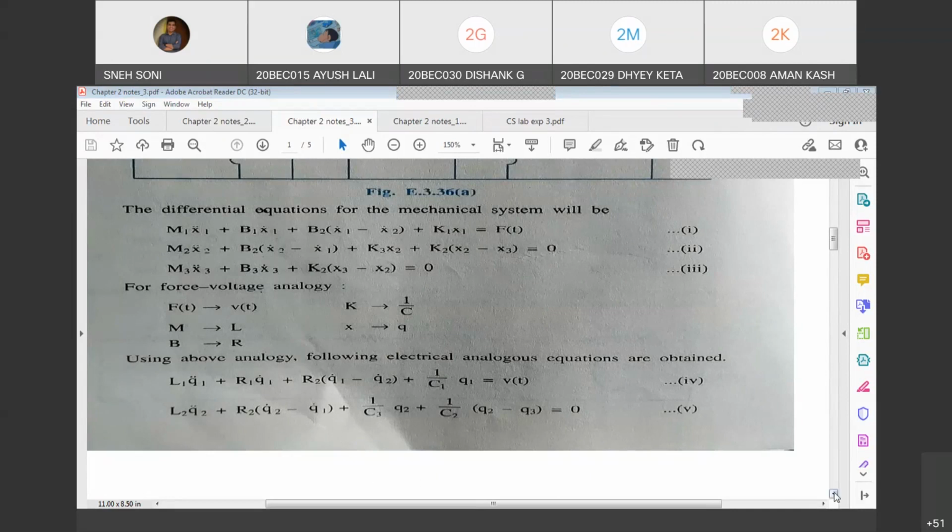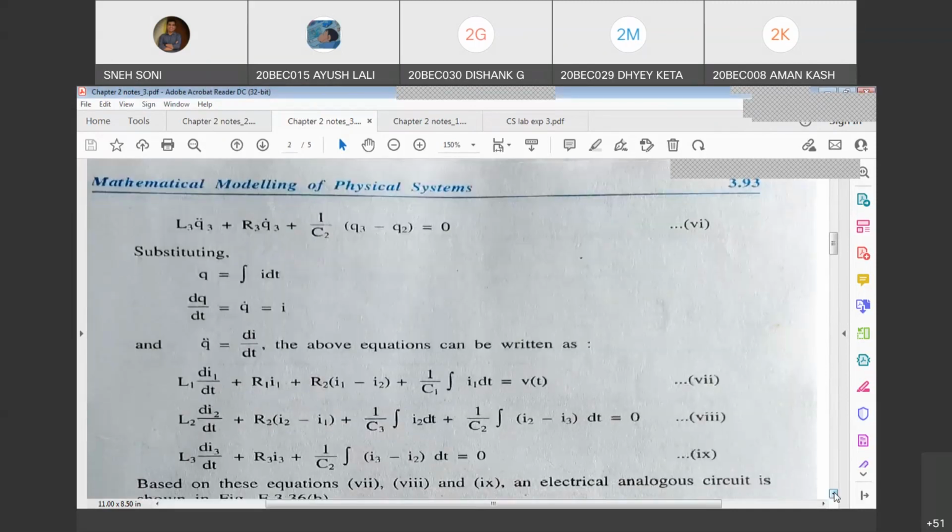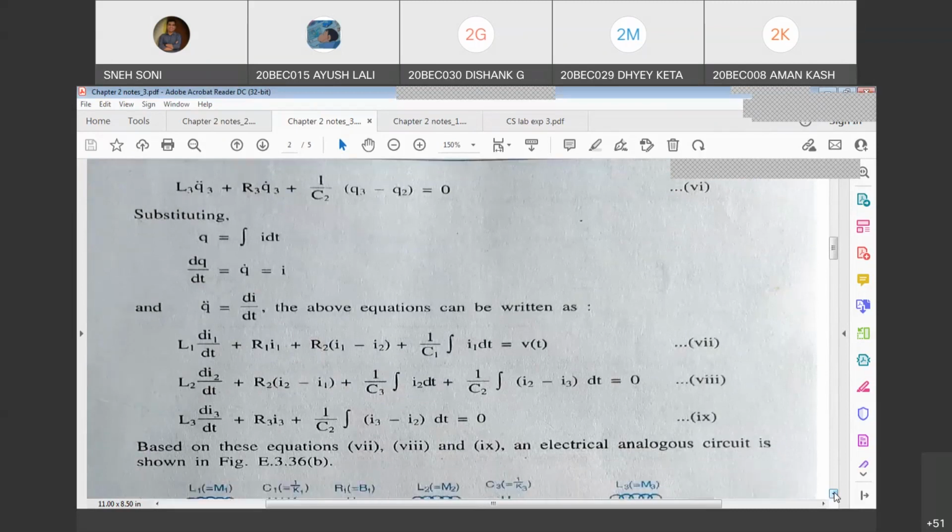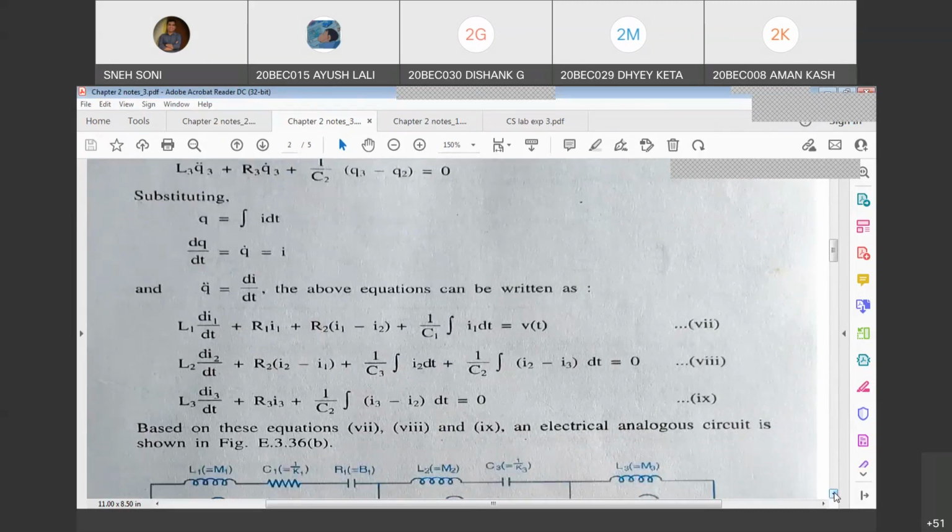Now in the next step, what do we do? q double dot is di by dt. After replacement you just put q double dot equals di by dt, or q equals integral of i dt. If you do the replacement, you'll get equations 7 and 8, because we want the final equation in terms of v and i. That's why we are doing this replacement. And then we get equations 7, 8, and 9. Any query, students, in these equations?